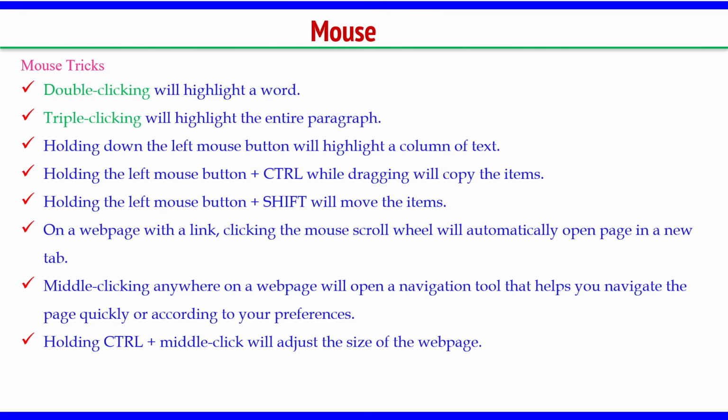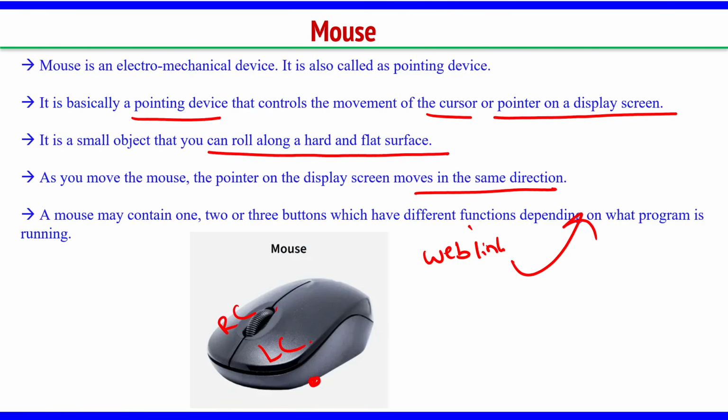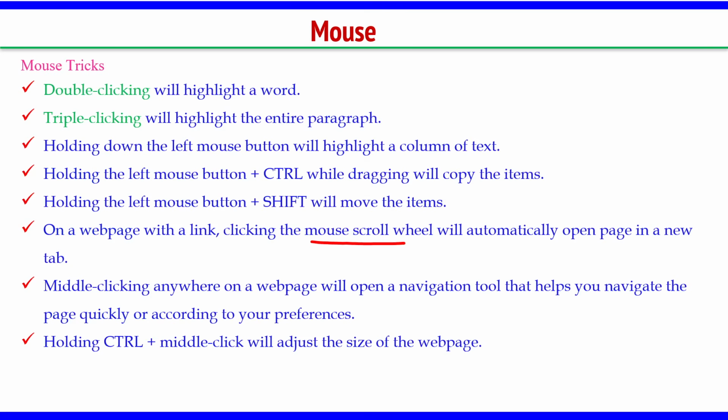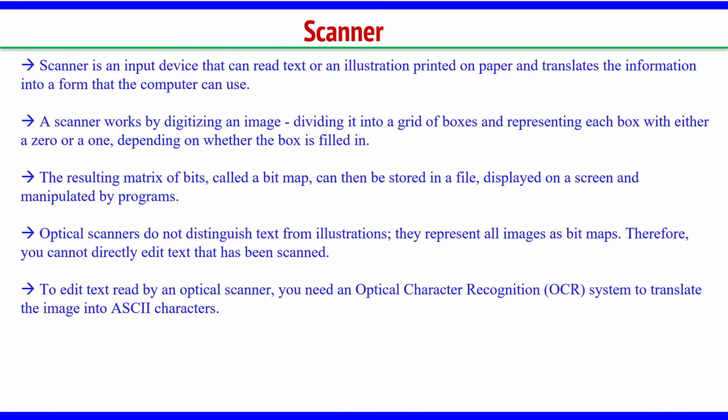On a web page with a link, if I click the mouse scroll button, it will open that page. Middle clicking anywhere on the web page will open a navigation tool that helps you navigate the page quickly according to your preferences. So these are some operations. Like this, there are so many things which you can do with the mouse.